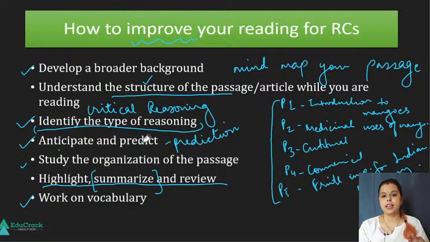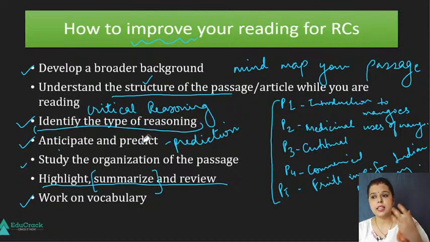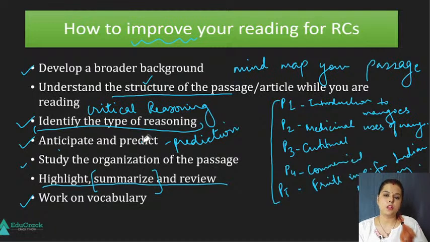anticipate and predict what is going to come next in the 2nd or the 3rd paragraph or the 5th paragraph. Try to summarize the passage in your own words and identify the difficult words and work on those difficult words. So if you're able to do these 5 things seamlessly, your reading skills would definitely improve, and your scores in reading comprehensions will also improve, because when you start reading in CAT for reading comprehensions, you will automatically start doing these things. And when you have done these things, the answering part of the question becomes very easy, because this is what the questions are made of.